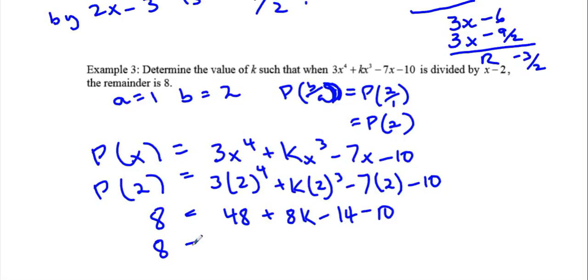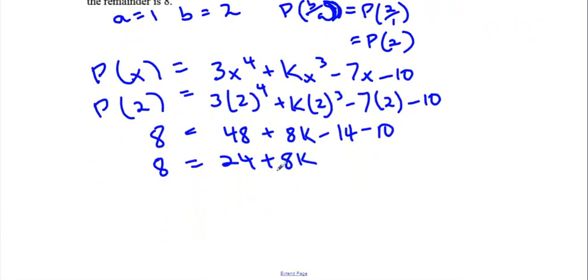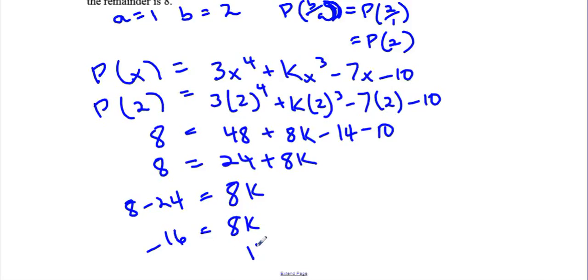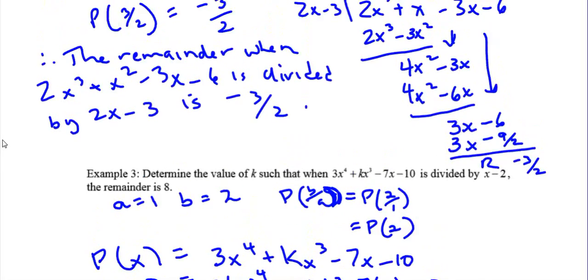So I've got 8 equals 24 plus 8k, and all we have is one unknown and one equation, so we can solve for that unknown. So let's just isolate k. Super easy. k is minus 2. Okay, that's it. That's all.